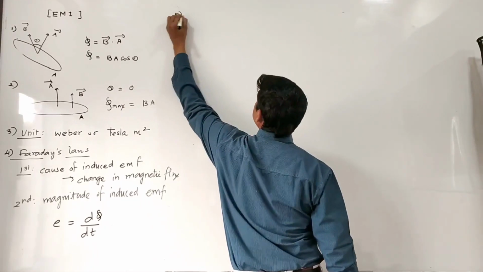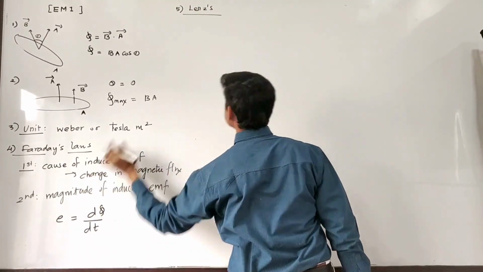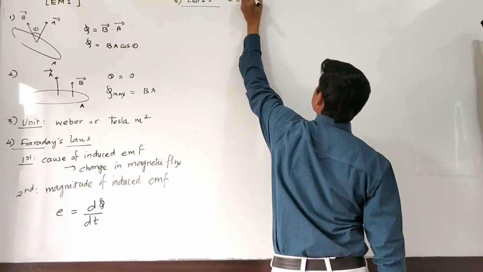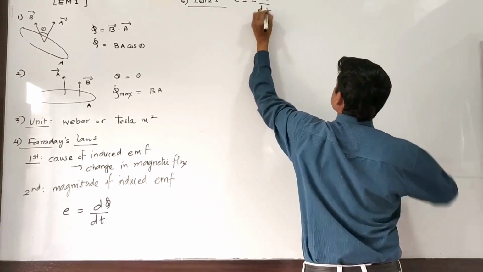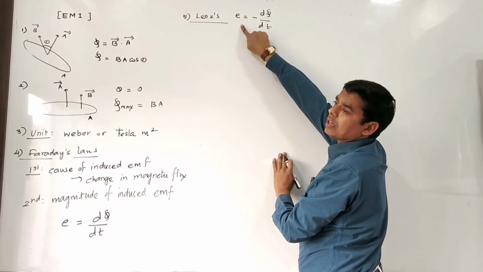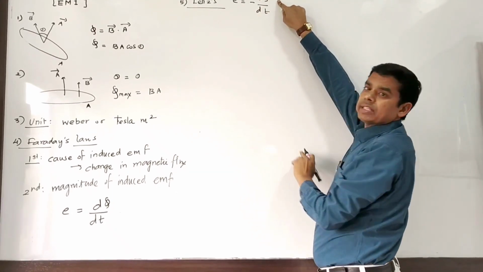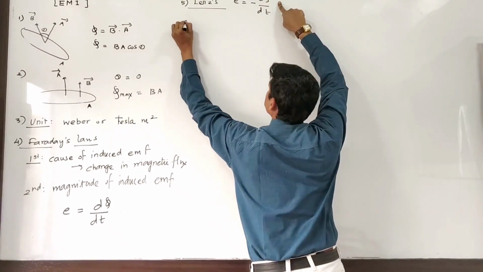Then we have discussed Lenz's law. लेंज ने सिर्फ फैराडे के लॉ में क्या किया, निगेटिव साइन डाल दिया. E is equal to minus d phi by dt. According to Lenz's law, the induced EMF always opposes its cause. That is, induced EMF always opposes rate of change of magnetic flux.